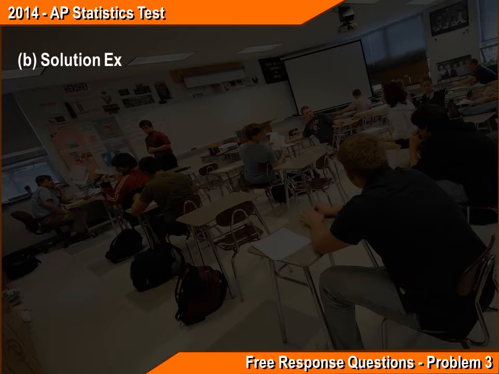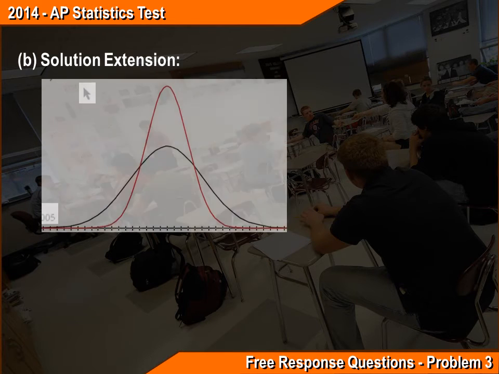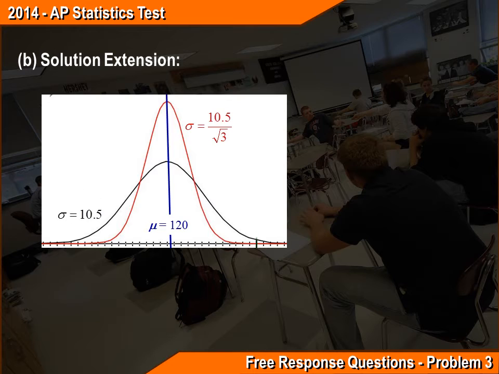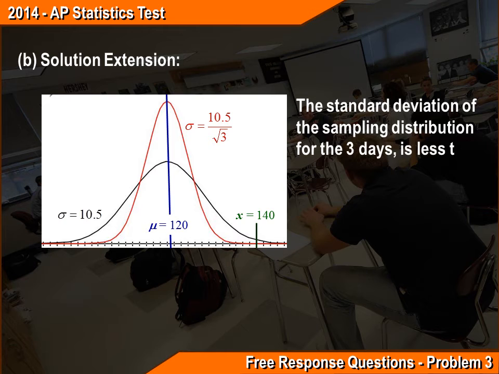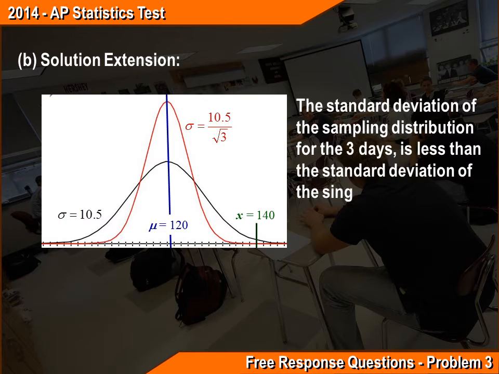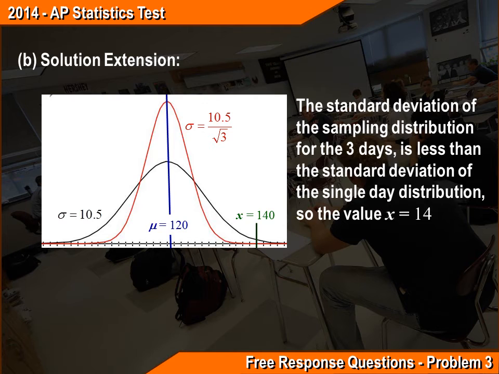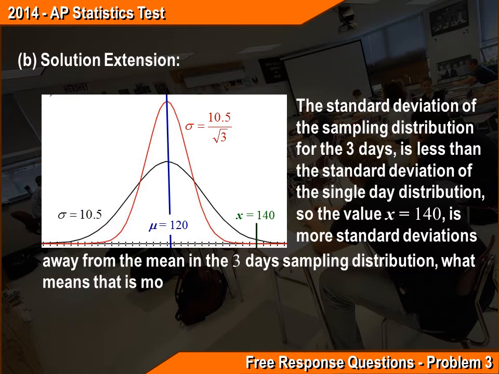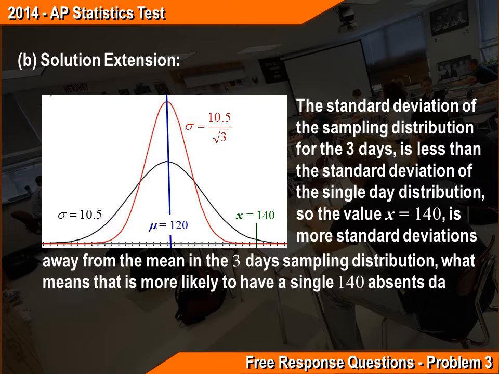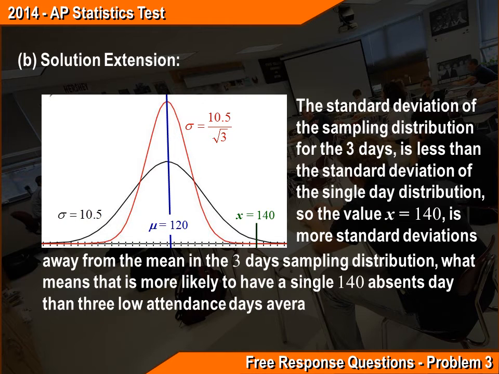To better understand the previous conclusion, let's compare the graph when taking attendance 1 day and the graph when taking attendance 3 days. The standard deviation of the sampling distribution for the 3 days is less than the standard deviation of the single day distribution. So, the value x equals 140 is more standard deviations away from the mean in the 3-day sampling distribution, which means that it's more likely to have a single 140 absence day than 3 low attendance days averaging 140.